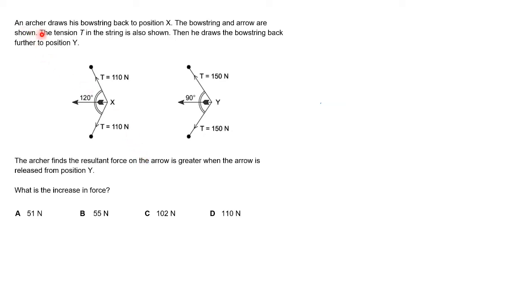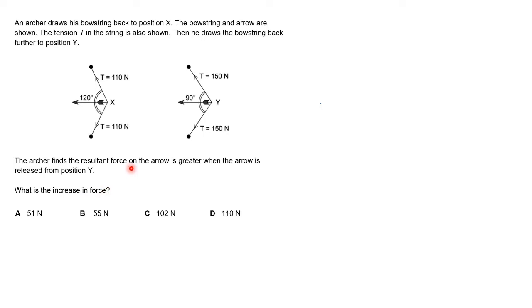An archer draws his bowstring back to position X. The bowstring and arrow are shown. The tension T in the string is also shown. Then he draws the bowstring back further to the position Y. The archer finds the resultant force on the arrow is greater when the arrow is released from position Y. What's the increase in force?